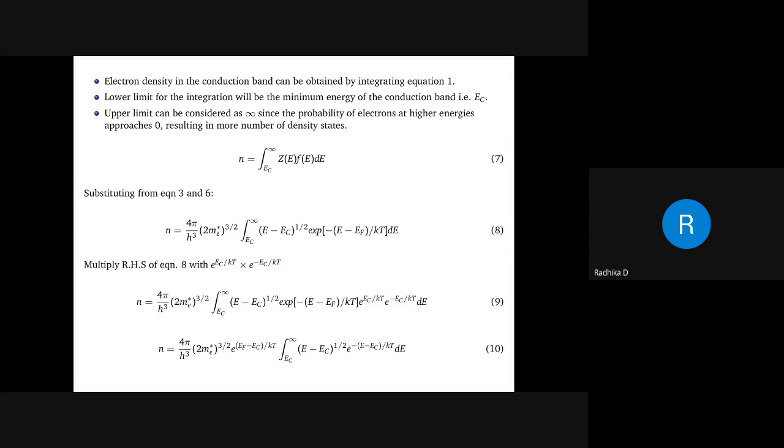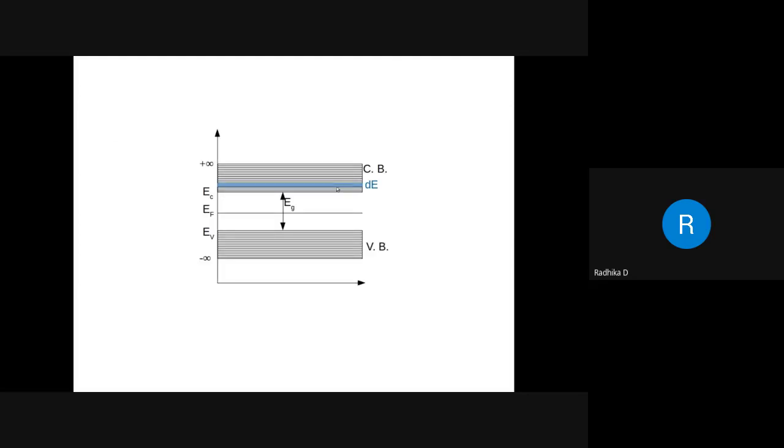Now if I multiply Z of E and f of E, I will get the result only for a small energy interval dE. If I need it for the entire conduction band, I need to integrate throughout the conduction band. For the integration, I need the lower limit, which is EC, the lowest level of the conduction band. The upper limit is infinity. So it becomes the integral from EC to infinity of Z of E, f of E, dE. Do the substitutions, keep the constant outside.